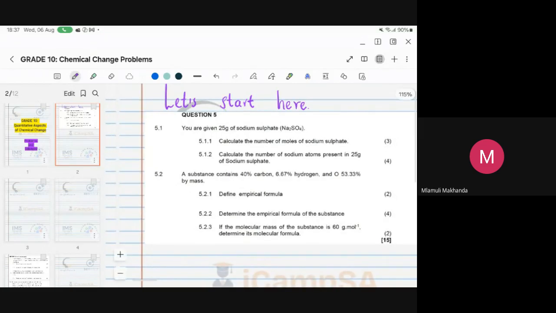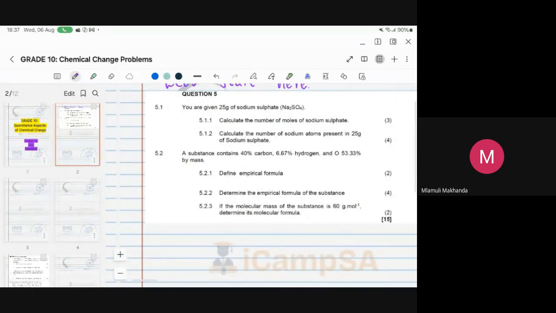From, I think, Eastern Cape. I'm not sure. So in this particular question, the first one is the easiest one to start with.